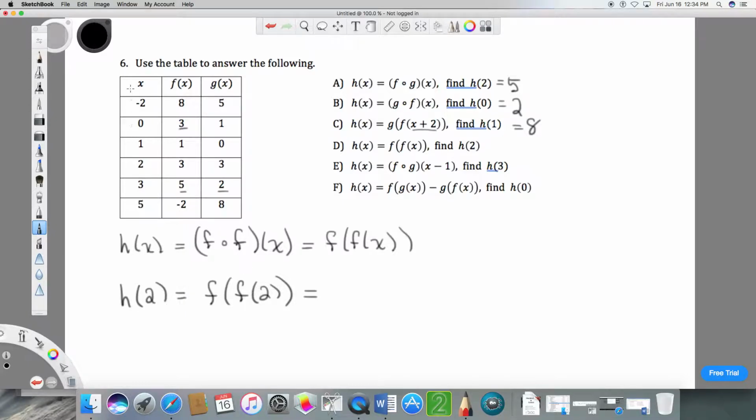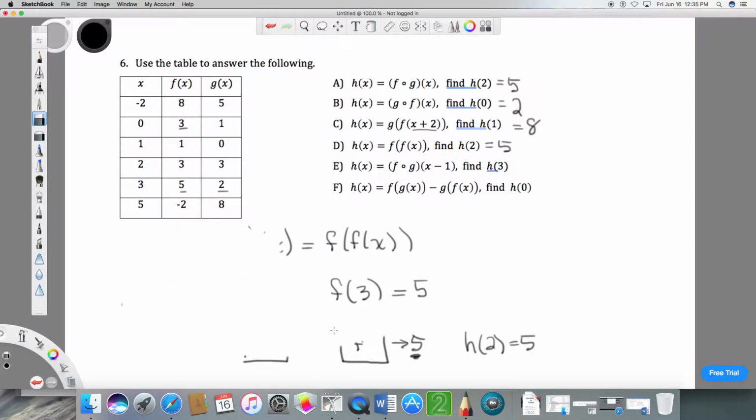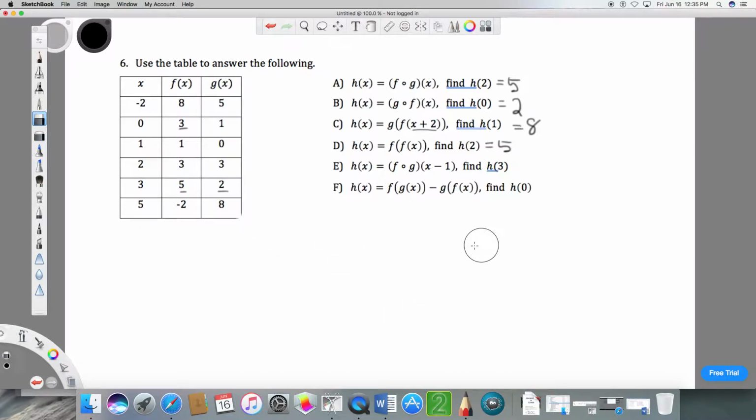So f evaluated at 2, we come over here, and when x is 2, the f is 3. So now we evaluate f at 3, and f at 3 is 5. And as far as our assembly line idea goes, we've got f, and then we have another f, and the input to f was 2, and the output was then 3, but then that became the new input for f, and that output was 5. So h evaluated at 2, the input here, gives an output of 5. That's what it's asking us to find. So here the toughest arithmetic was what is 1 plus 2. There's no other more complicated math than that. All right.